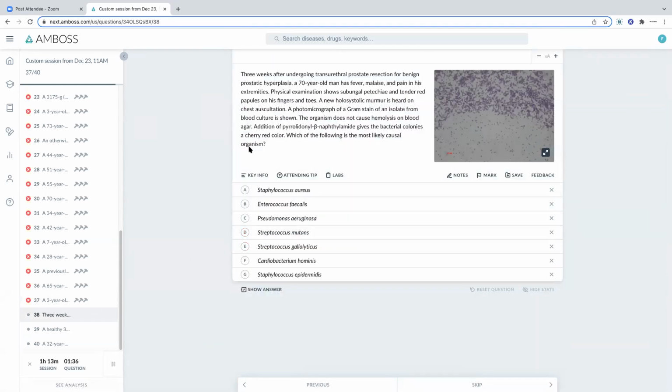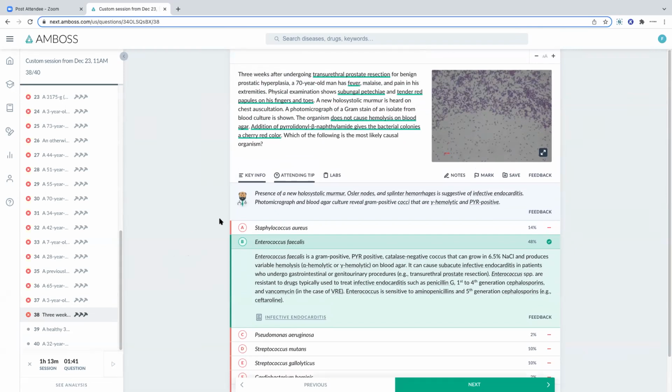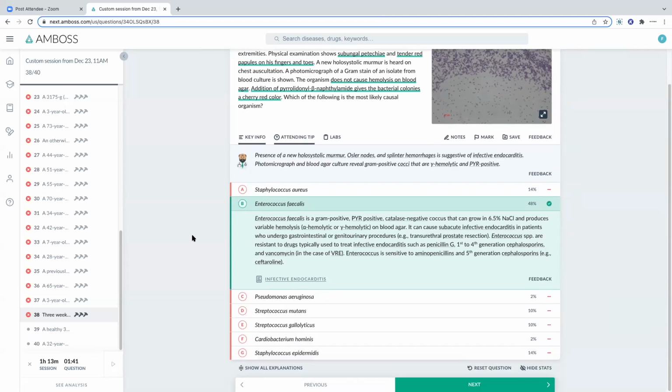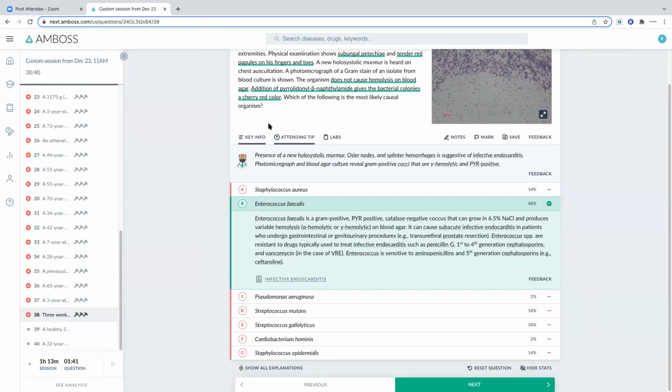Which of the following is the most likely causal organism? Which one did you choose? Very good. B. The correct answer for this one is B. This is Enterococcus faecalis. Can anyone tell me why? Okay, since it's an old man, transurethral resection of the prostate for BPH. Over here, they're describing the organism as non-hemolytic, and the patient is PYR positive, folks. So that describes an enterococcus.